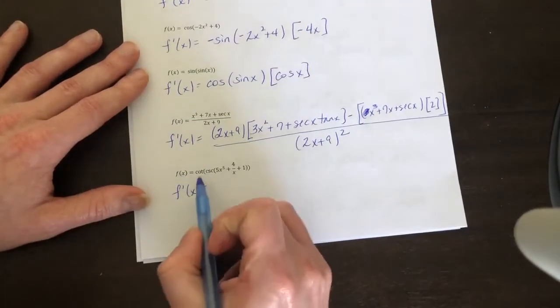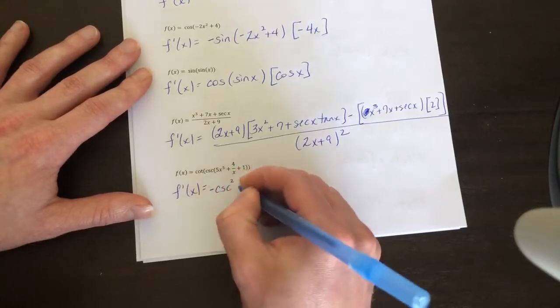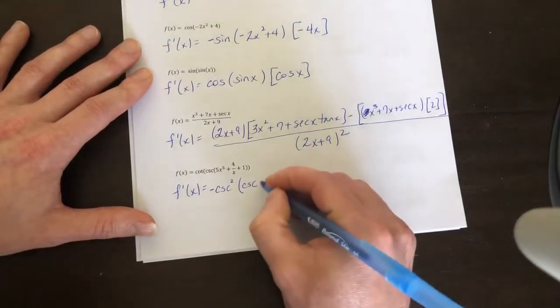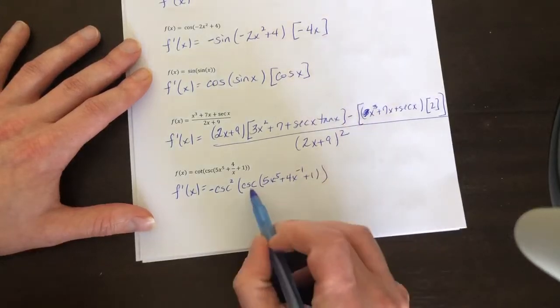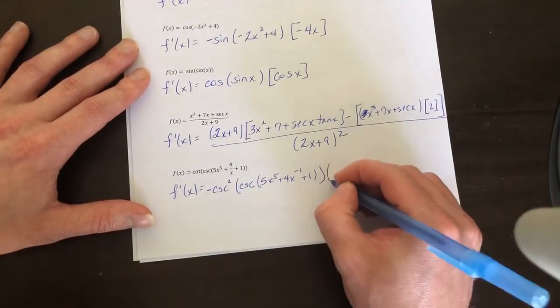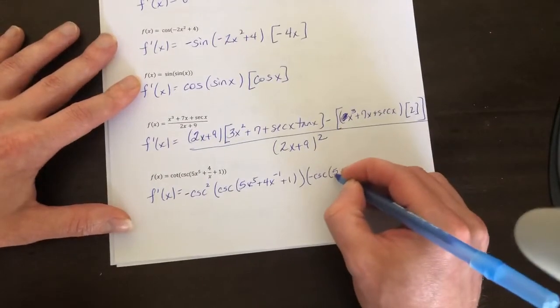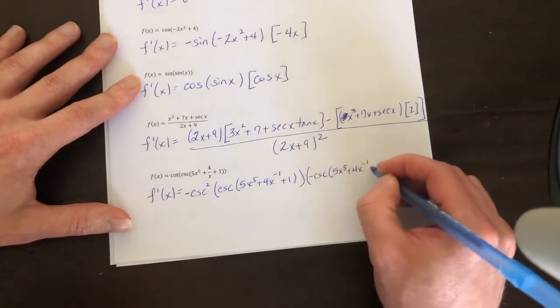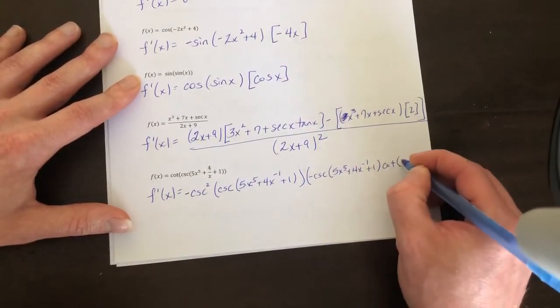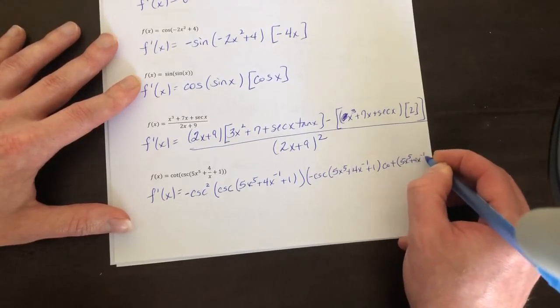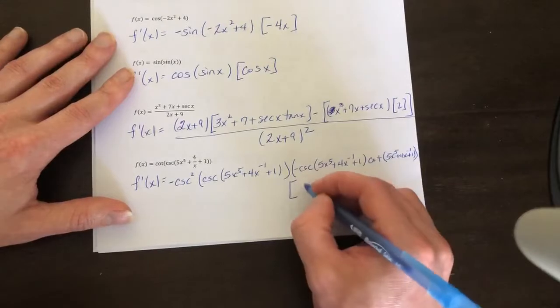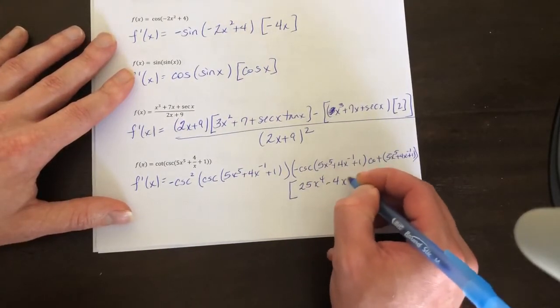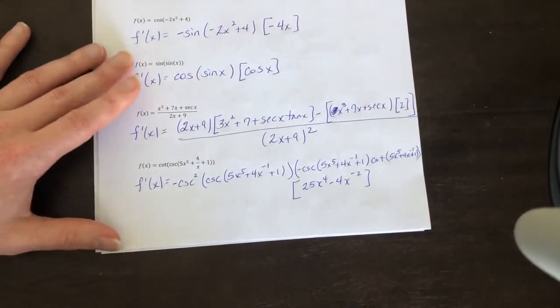Okay, this one. Derivative of cotangent is a negative cosecant squared. We're going to keep the angle. Okay, the derivative of cosecant is a negative cosecant cotangent, and then we have to chain rule the angles. So you should get 25x to the fourth minus 4x to the negative 2, all tagged onto that. Okay, and on to the last page.